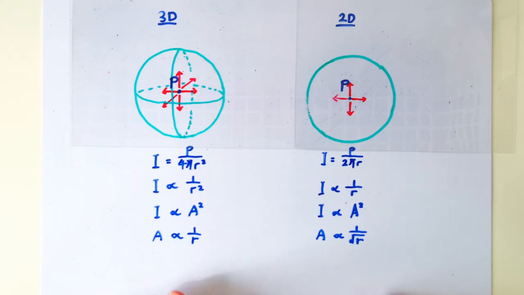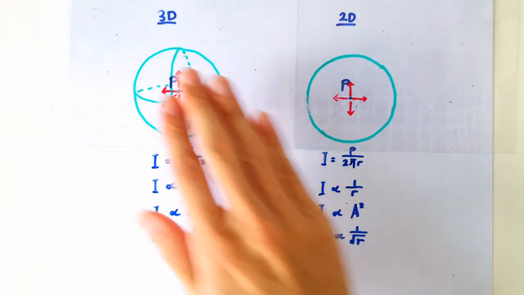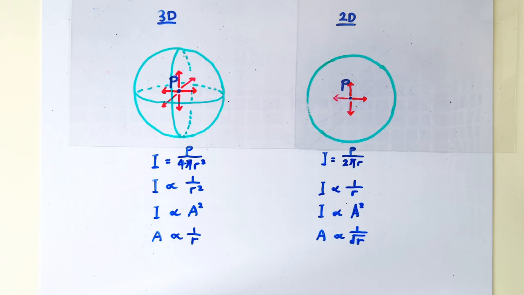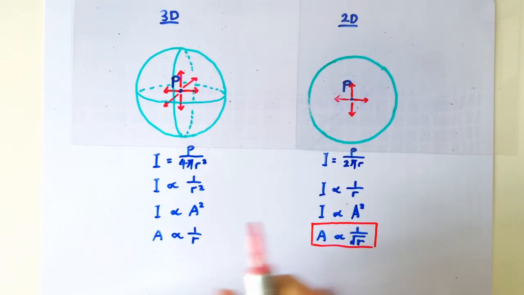So you see, the formula for intensity and amplitude of a wave is different for a 3D and a 2D wave. In this question, we are talking about ripples on the surface of a pond, which is obviously a 2D wave. So we are going to make use of this relationship here, rather than this one.